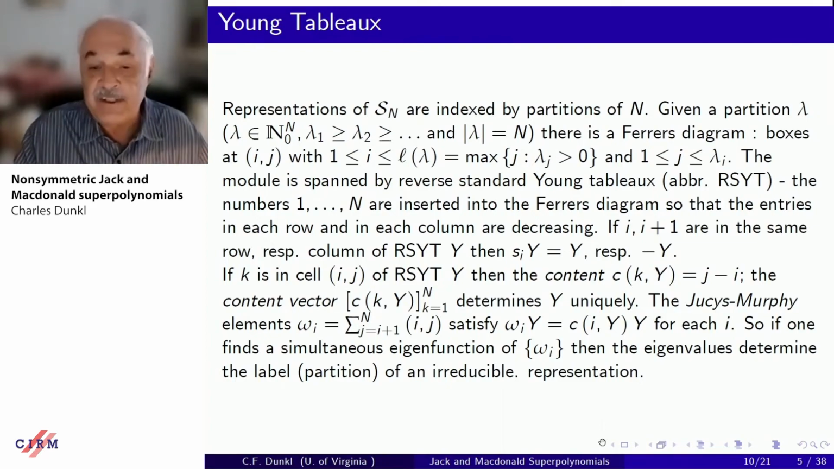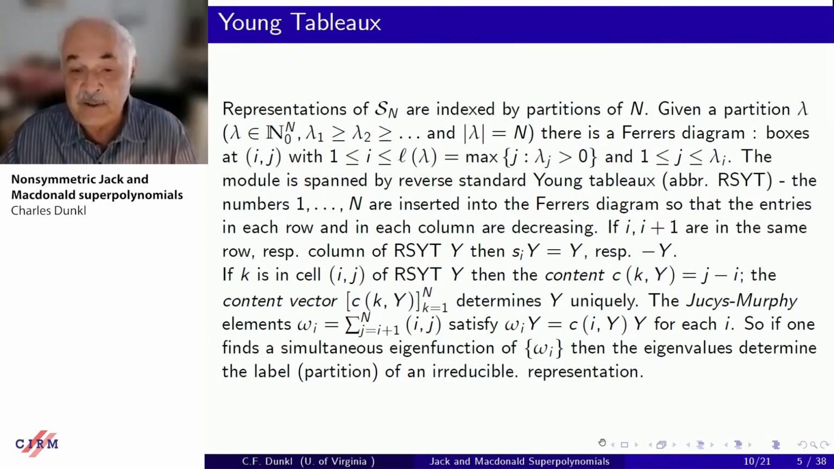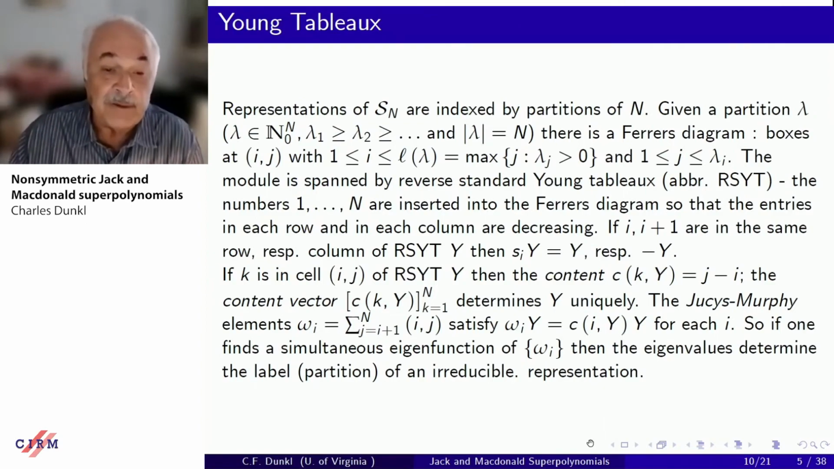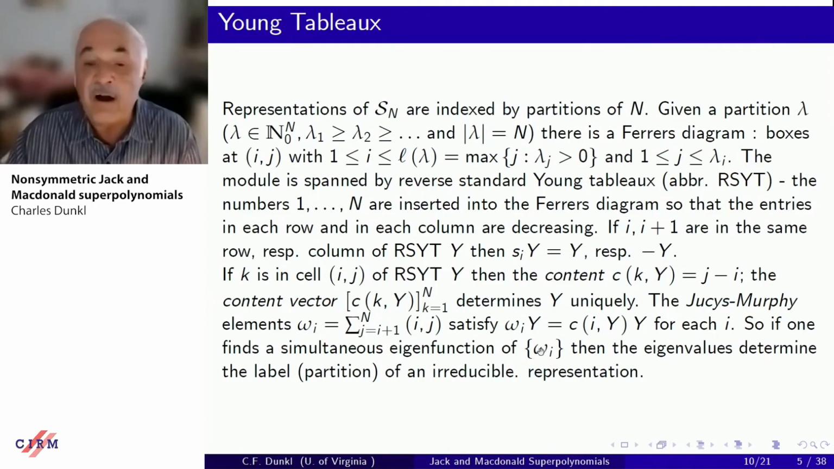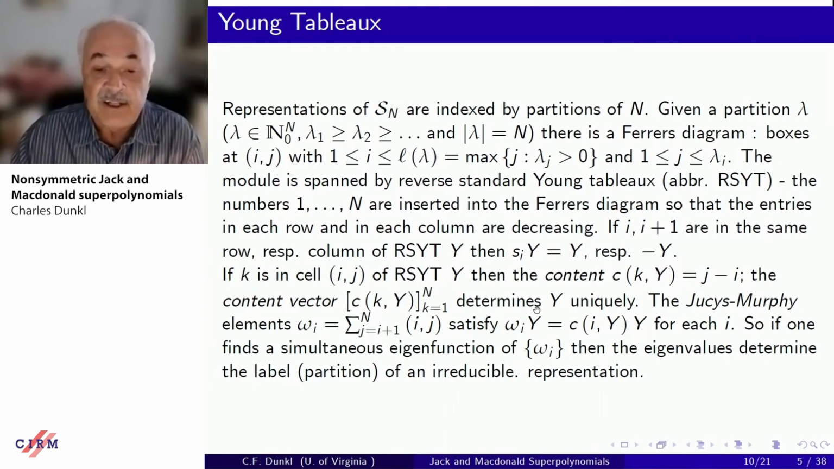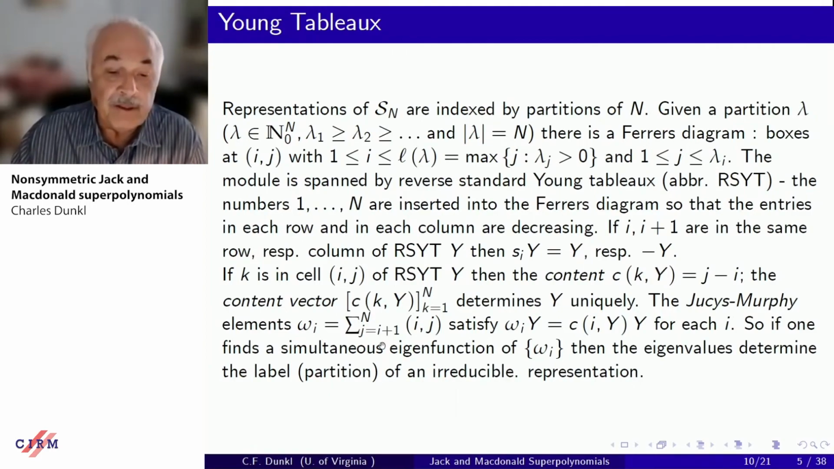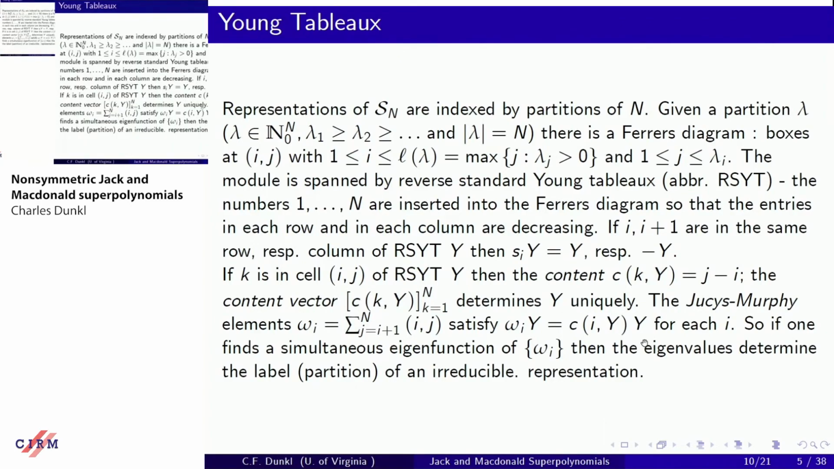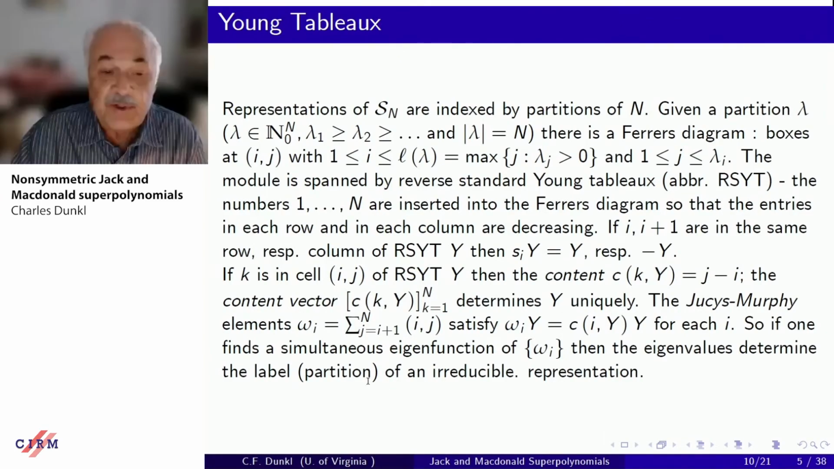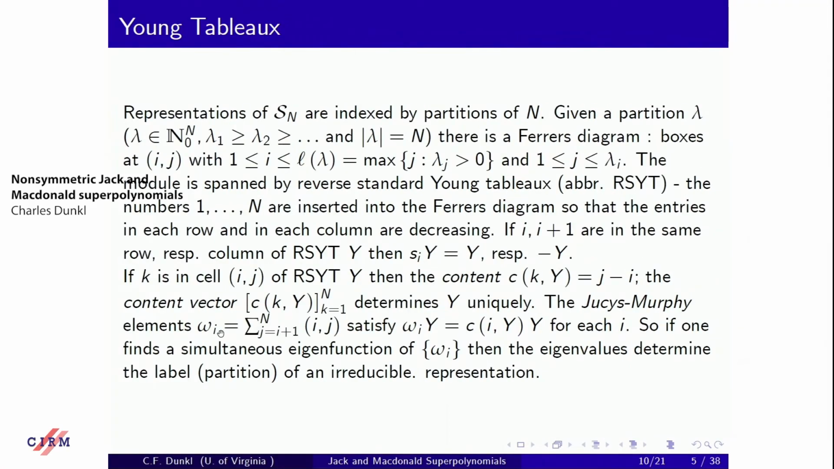If i and i plus 1 are in the same row, then s_i y is y. If they're in the same column, you get minus y. The important idea of a content: if k is in the cell (i, j), the content is j minus i, so the column label minus the row label. The content vector actually determines the Young tableau. This sort of starts from the back. It uses Murphy elements. So omega_n is 0, and then you sort of work your way down.